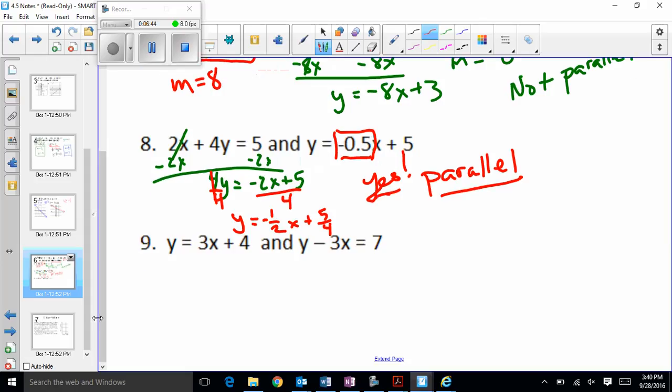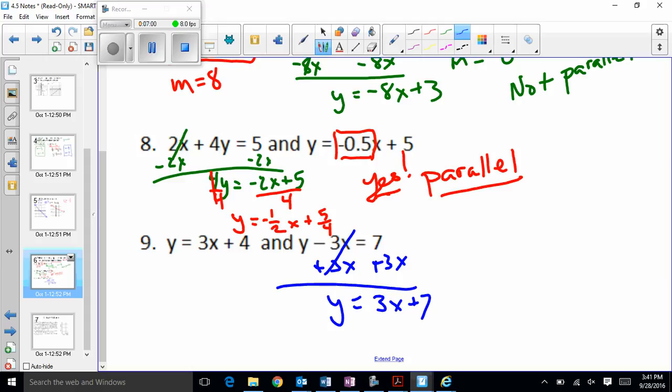Finally, for my last one, y equals 3x plus 4. I'm going to rearrange this. So I'm going to add 3x on both sides. This cancels out. I get y equals 3x plus 7. I look at my slopes. This slope is 3. This slope is 3. So yes, this last one, they are parallel.